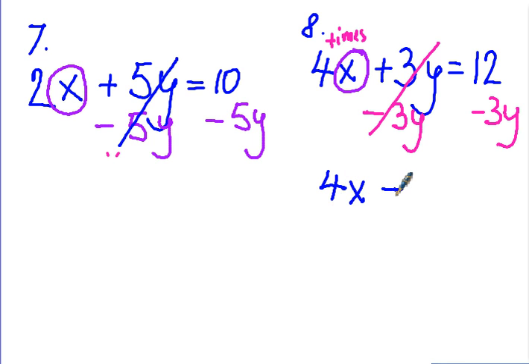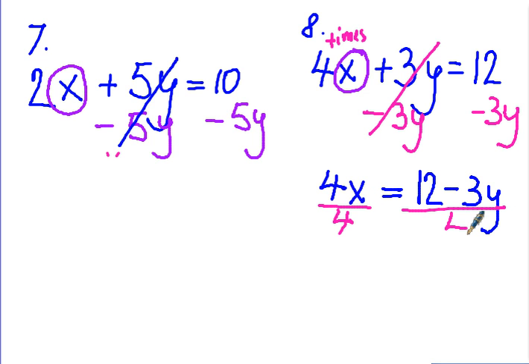4x equals, and then on the right hand side they are not like terms, so we have to just copy 12 minus 3y. Again, we need to undo multiplication. How do we do that? With inverse operation, and that would be division. We are dividing everything by 4.